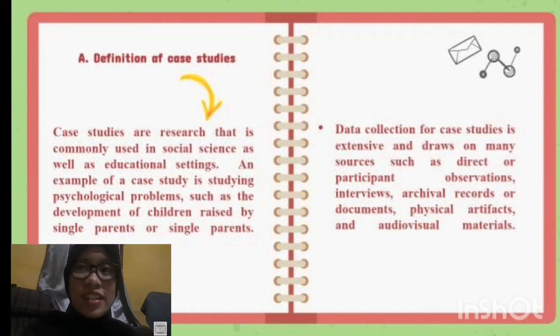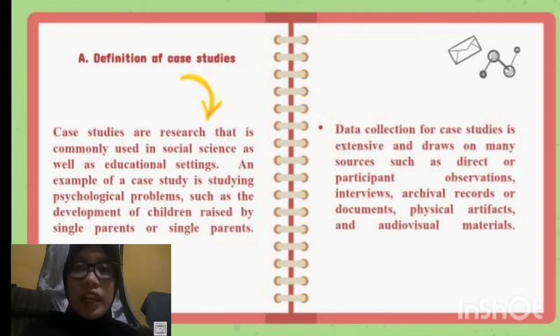Explain about what is case study. Case study comes from the translation of the word case, which according to the Oxford Advanced Learner's Dictionary of Current English is defined as first, an instance or example; second, the actual state of a situation; and the last is current tense or special conditions relating to a person or thing. So I can conclude that case study is research that is commonly used in social science as well as educational settings.